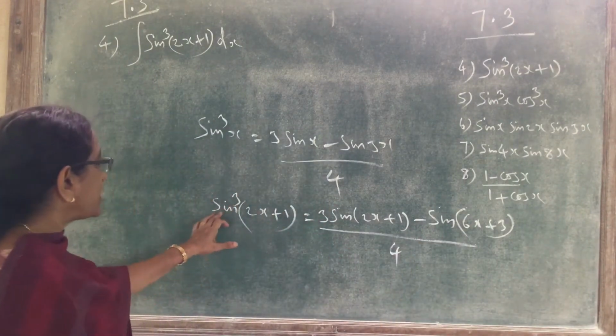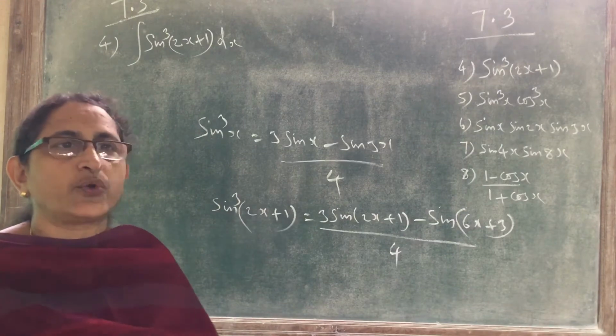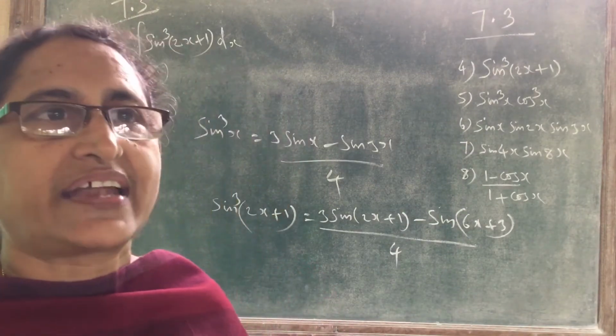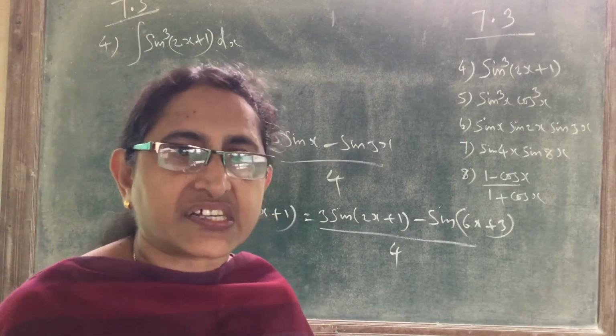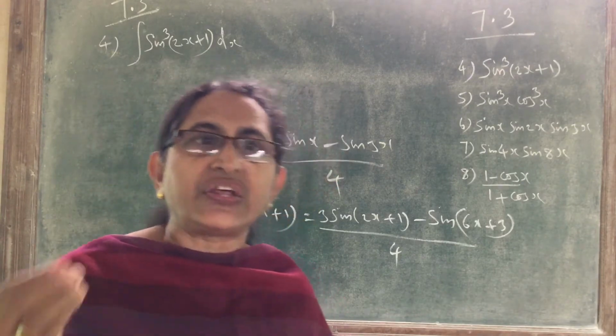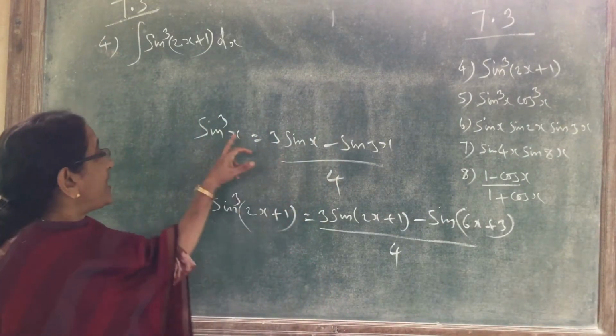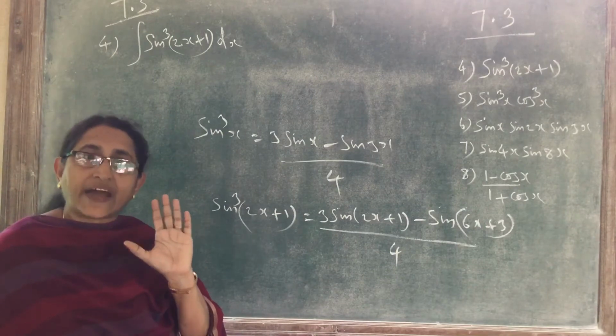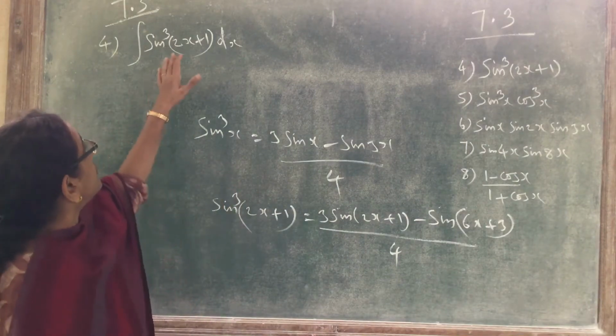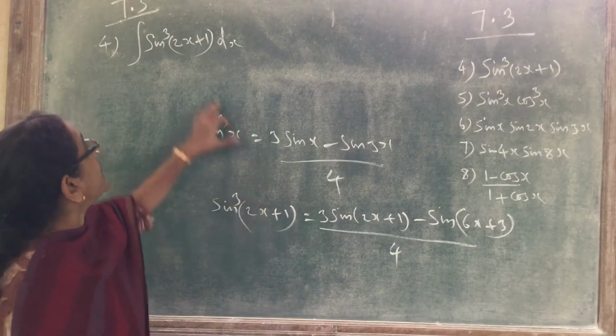So that is what sin cube (2x plus 1) is. Similarly, you can substitute for sin cube 2x, sin cube 3x, sin cube 4x. Any value you can find using this identity. In the place of x, you have to substitute that. Only that you have to do. So like this, we are going to substitute this value in this question.